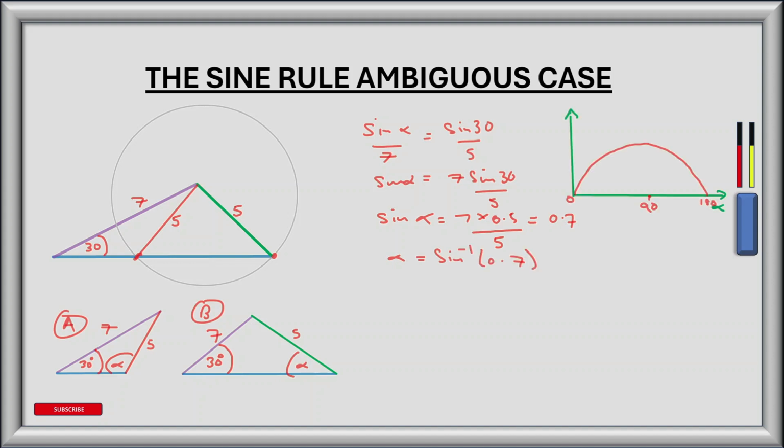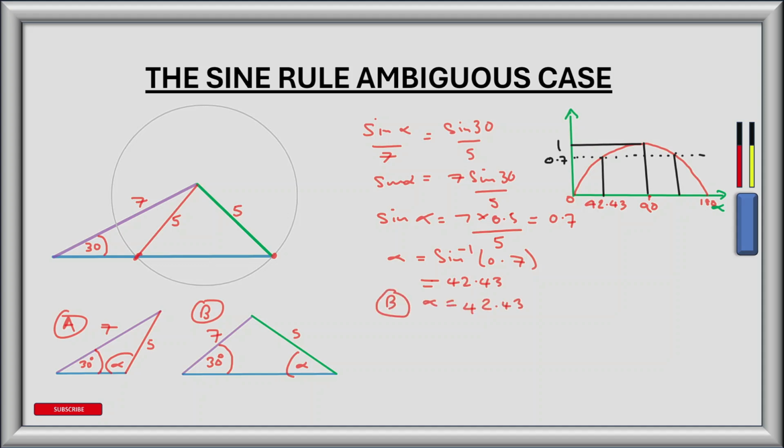If we now sketch a sine graph for all possible values of alpha between 0 and 180 degrees, we get a curve something like this. At this point here, we get a value of 1, and that's equivalent to 90 degrees. And then if we take our value of 0.7 and plot that on the graph, and we draw a horizontal line across the graph, we see that it intersects the curve twice, once here and then again here. If we now look at the inverse sine of 0.7, we get a value equal to 42.43 degrees, which is here. So for triangle B, alpha equals 42.43.